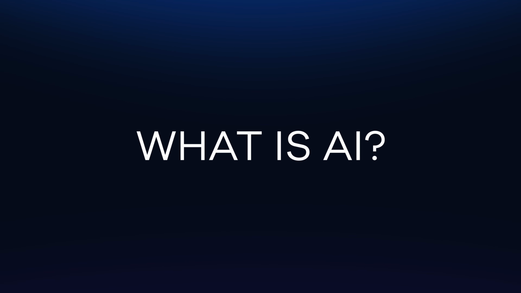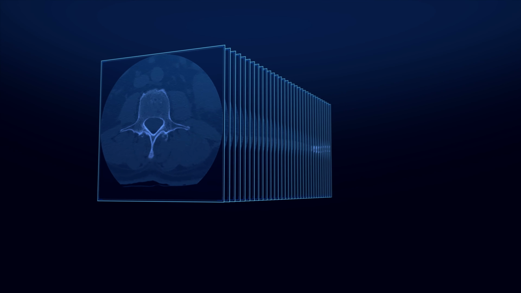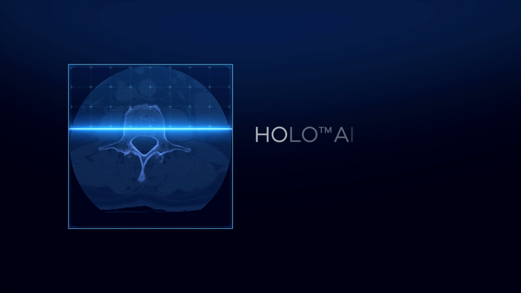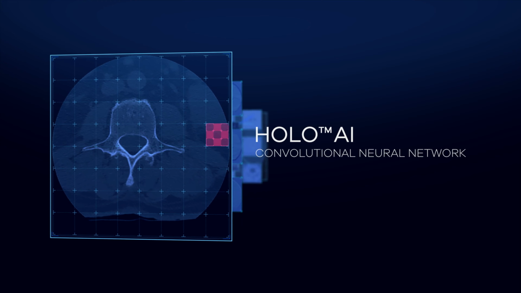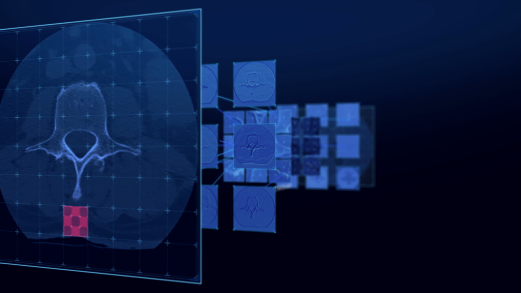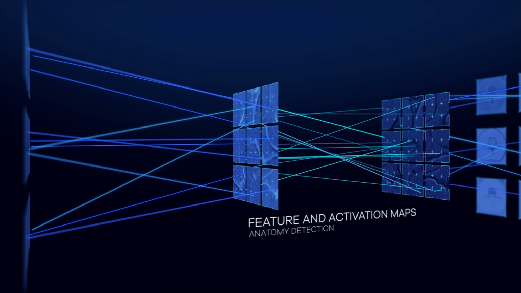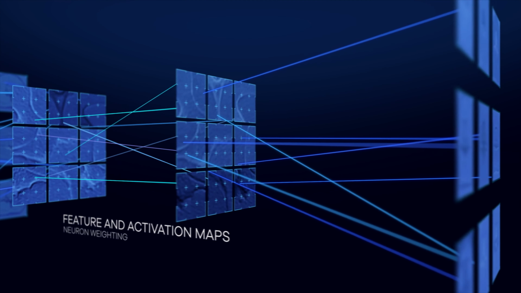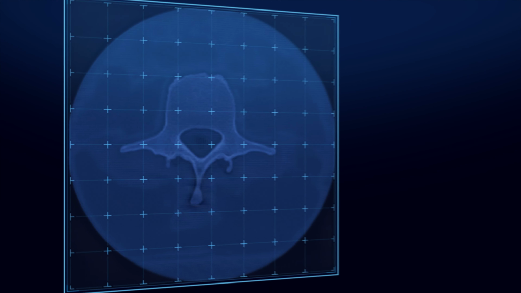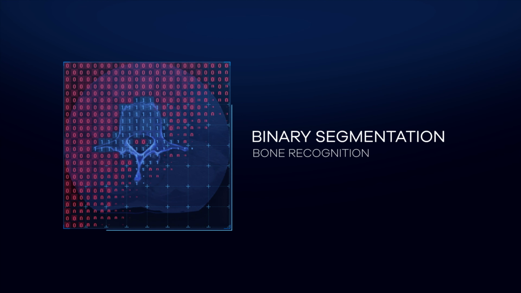First, what is AI? You can think about a convolutional neural network as a series of algorithmic layers, each optimized to detect distinct structures and features on a medical image. Based on its success in finding that structure on a training dataset, it's given a weighting. The resulting weighted network of algorithms, or neural network, can then be used to perform different tasks.